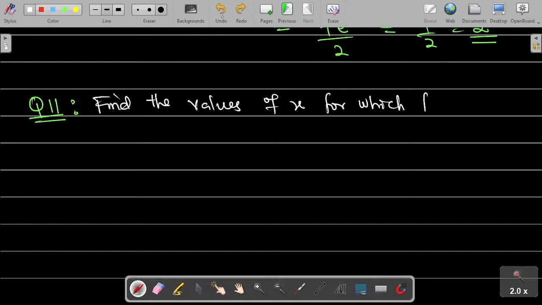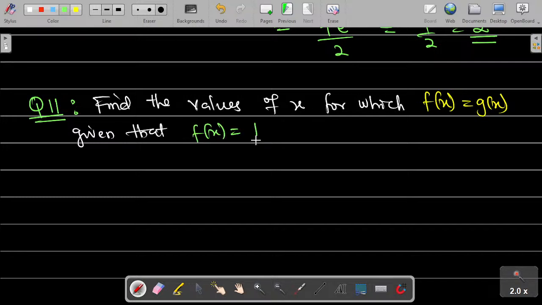Find the values of x for which f of x is equal to g of x, given that f of x is equal to the square root of 3x plus 1, and g of x is equal to x plus 1.